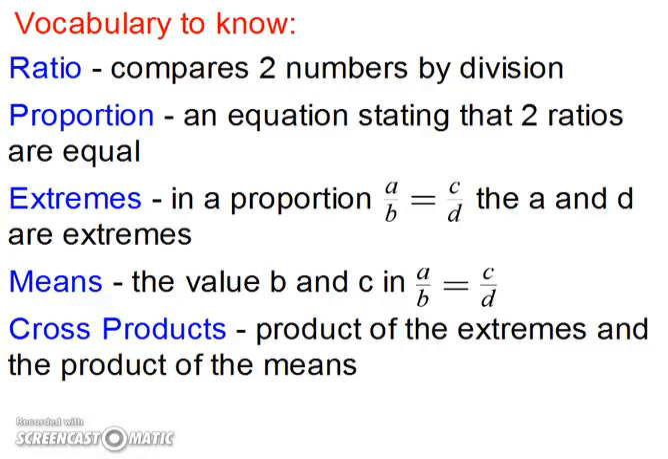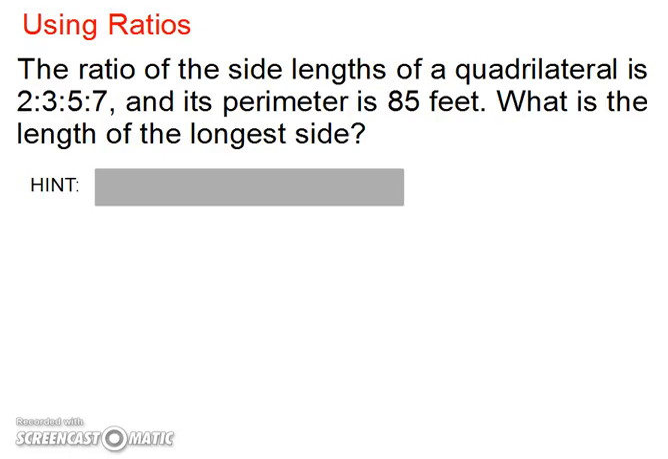Let's look at an example using ratios. The ratio of the side lengths of a quadrilateral is 2 to 3 to 5 to 7, and its perimeter is 85 feet. What is the length of the longest side? Well, since we're dealing with a ratio of 2 to 3 to 5 to 7, and perimeter meaning that we need to add up all of our sides, and that has to equal our 85.